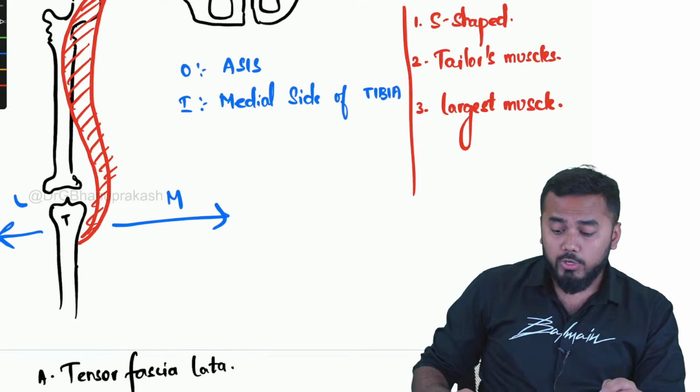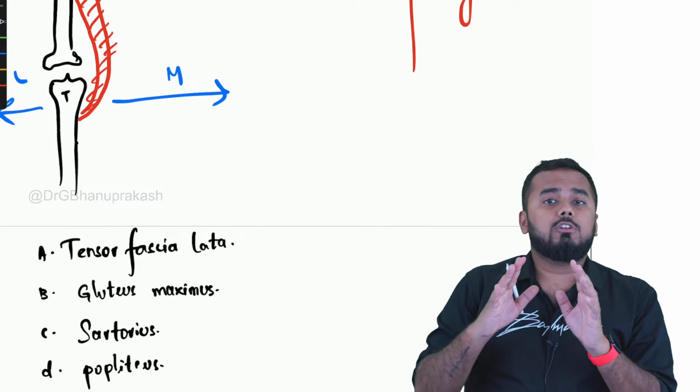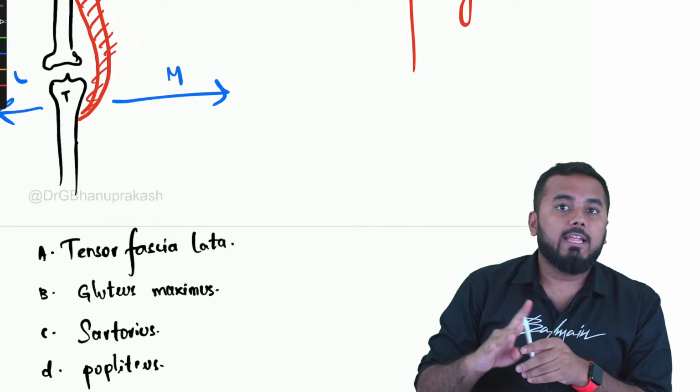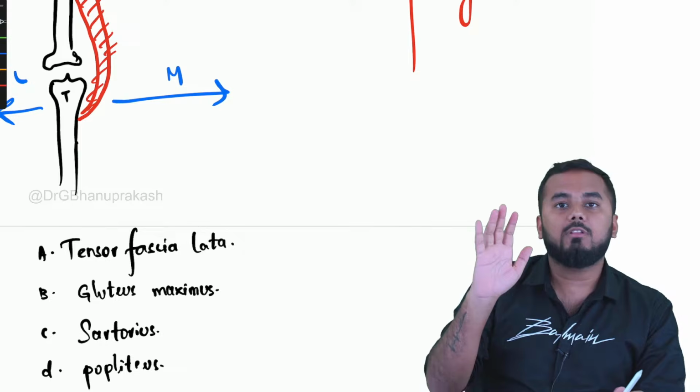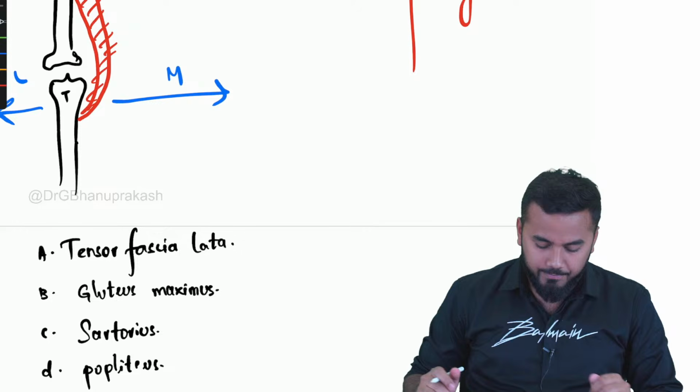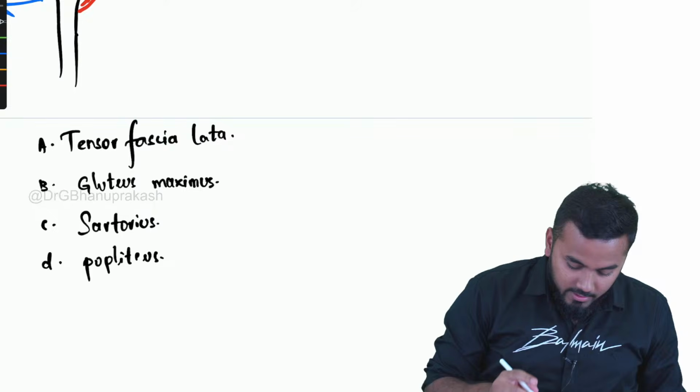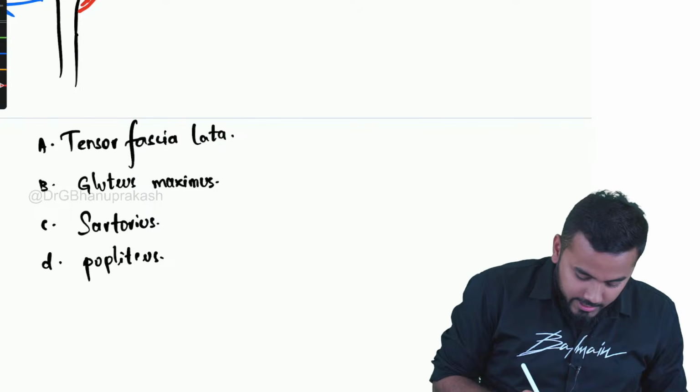No, Roy, it is not gluteus maximus. Gluteus maximus is not a muscle of the anterior compartment. That is a muscle of the back, the gluteus muscle. You know, you slap on the back, it is the back muscle. Okay, right. So very good, Sartorius.